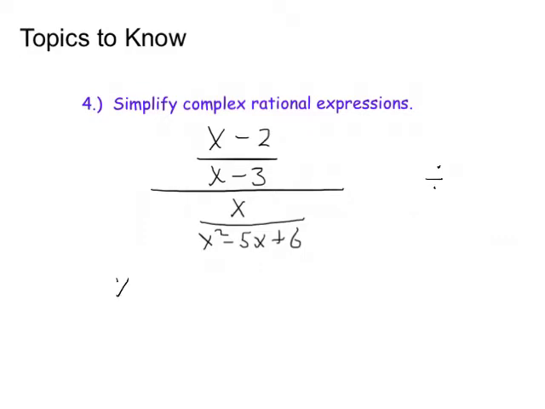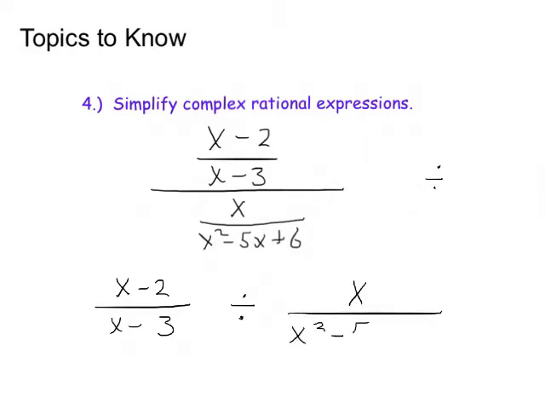So I'm going to have (x - 2) over (x - 3), and I'm going to put the division symbol there, and over here I'm going to have x over (x squared - 5x + 6). Alright, now, what do we do from there? Well, guys, it's the same as topic number 3 that we just did. This problem is the problem you just wrote down in your notes. Everything from that point forward is the same.